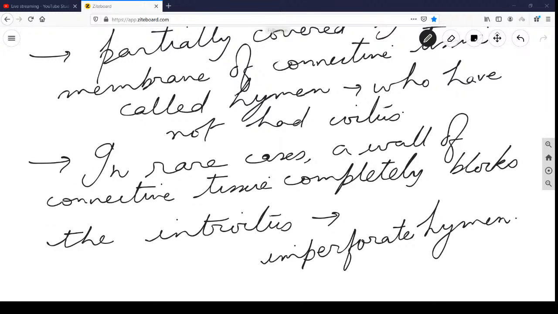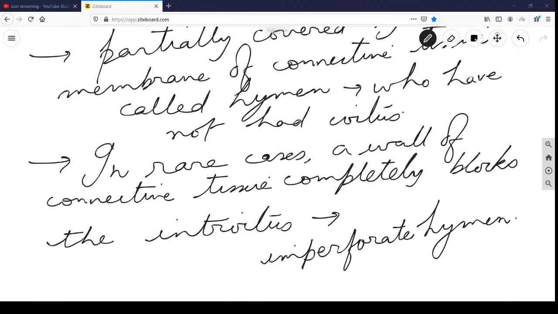Now we'll be talking about the urethral orifice. Anterior to the vaginal introitus, or ventral, in front, is the urethral orifice. This is where urine passes from the body. Below and to either side of the urethral orifice are openings of two small ducts leading to the paired lesser vestibular glands known as Skene's glands.